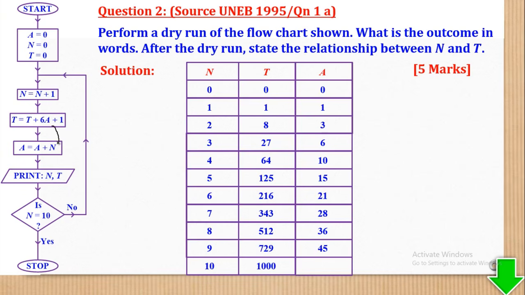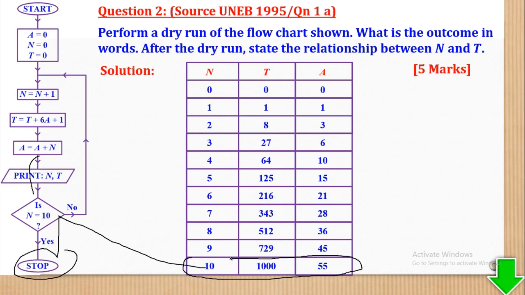Then from there, I go to this where A becomes A plus N. So this plus this will give me 55. Then from there, I'll print and then go to the question. So this decision gives me an answer of yes, because it is true that N is equal to 10. So when I follow the arrow of yes, it takes me to stop. That is why from this one we don't add on any other value. So that is how you know where to stop on a dry run. You just follow the arrows. Just follow the arrows. So that has been our dry run.